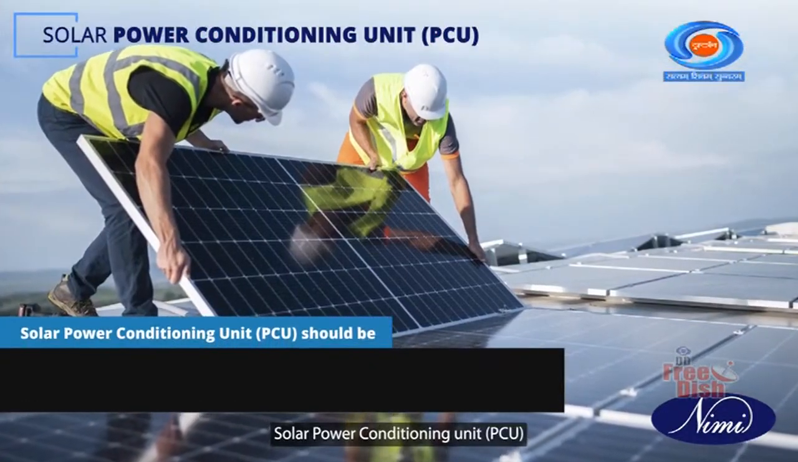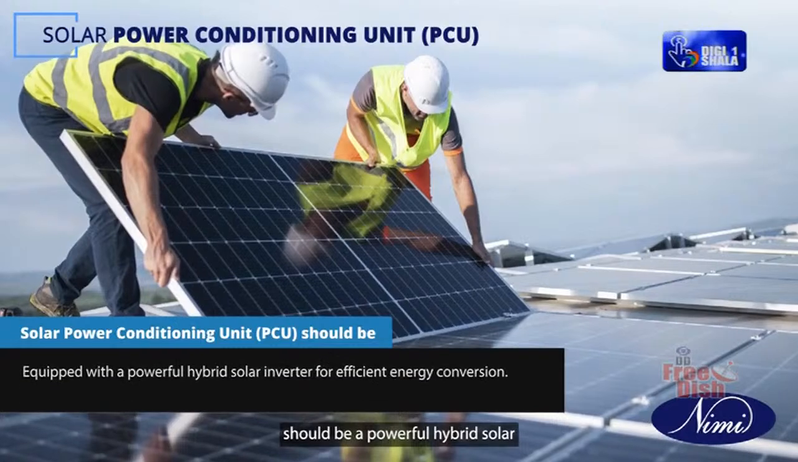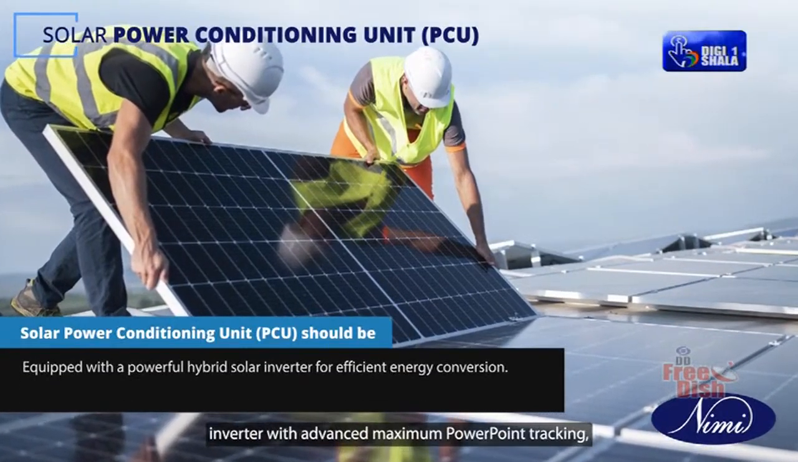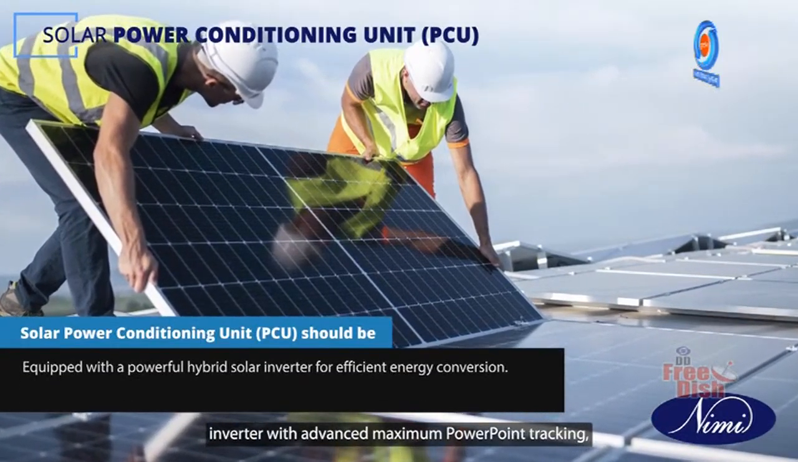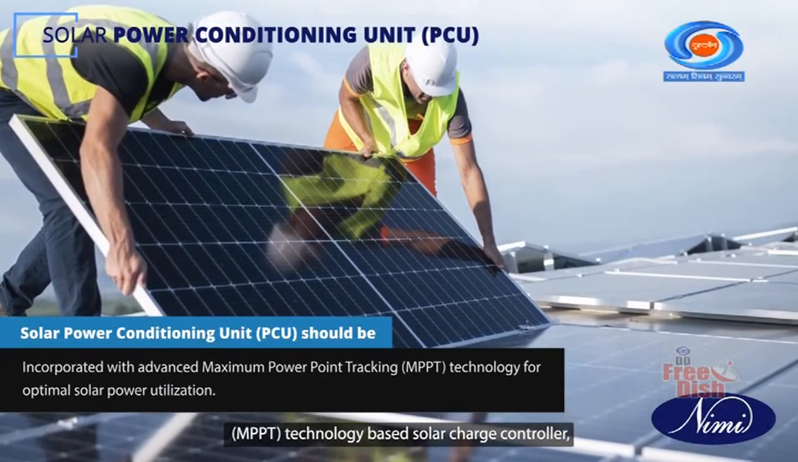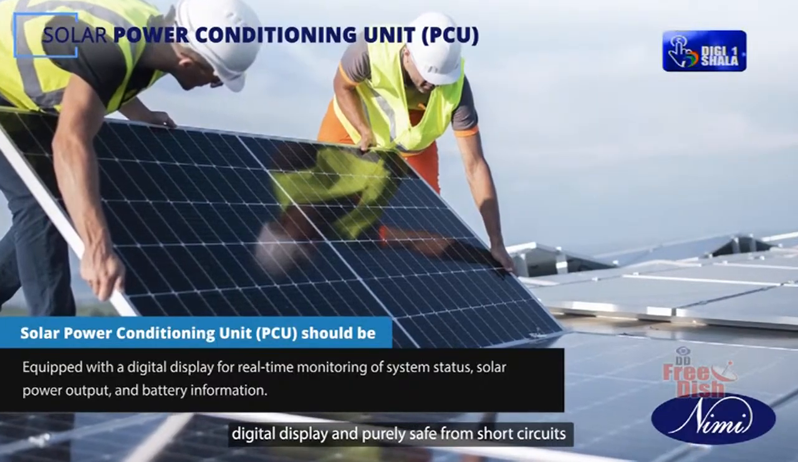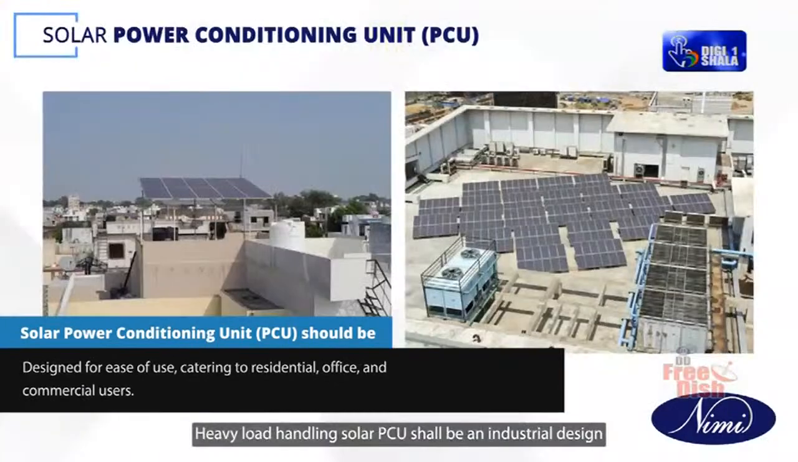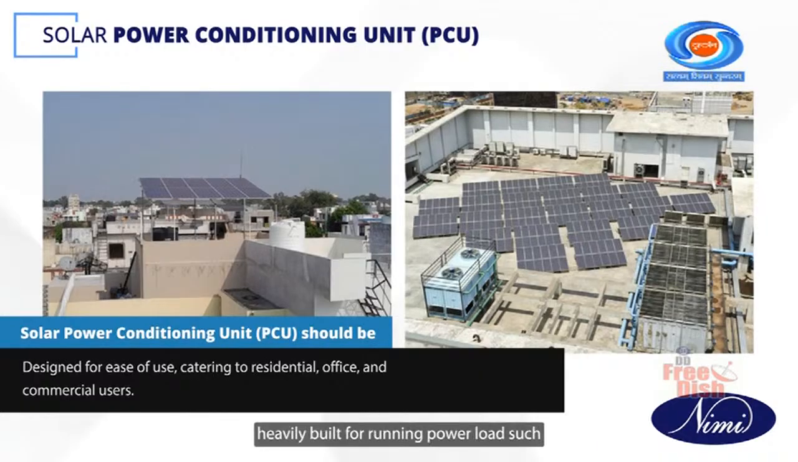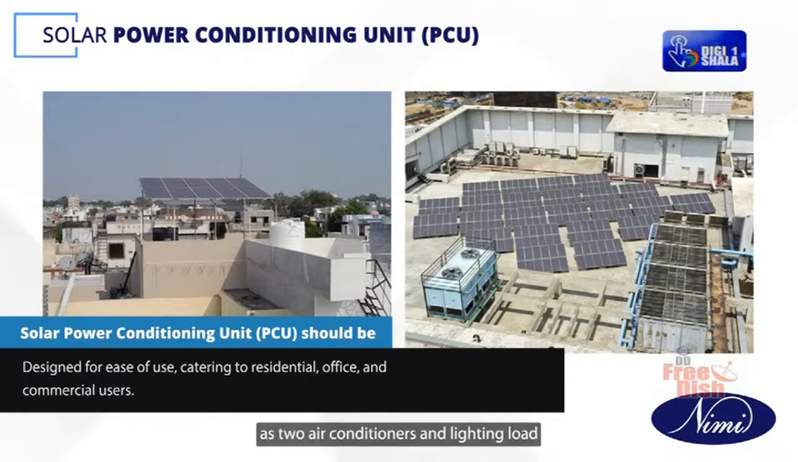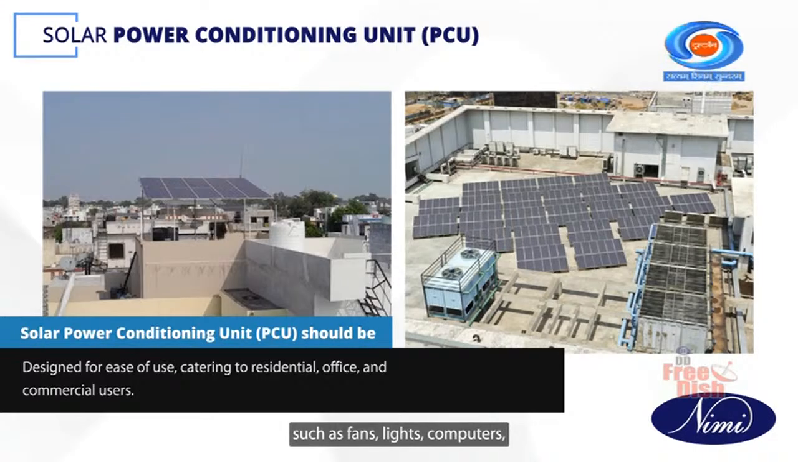Solar Power Conditioning Unit (PCU) should be a powerful hybrid solar inverter with advanced maximum power point tracking, MPPT technology-based solar charge controller, digital display, and purely safe from short circuits. Heavy load handling solar PCU shall be an industrial design, heavily built for running power load such as 2 air conditioners and lighting load such as fans, lights, computers, printers, Xerox machines used in home, office, and commercial space.